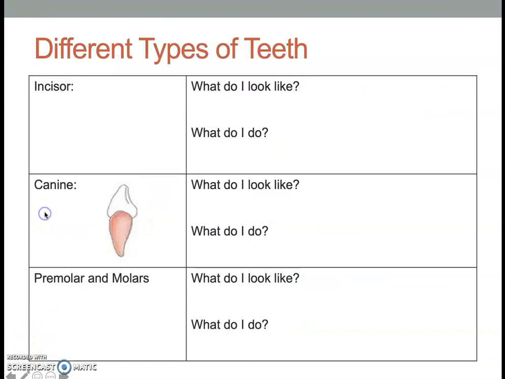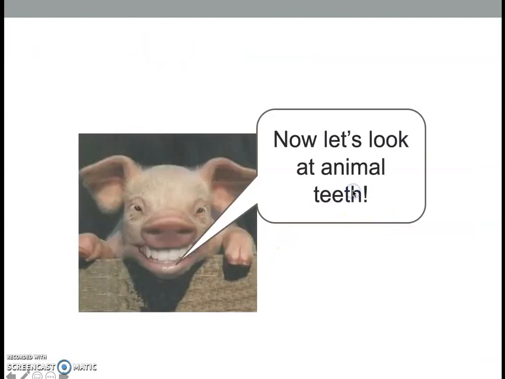So on your piece of paper, you will have potentially created something that looks like what is on your screen now, where you have pictures or diagrams of all the different teeth, what they look like, and what they do. So well done for writing some fantastic notes. Now what we're going to do is look at some animal teeth and compare animal teeth to human teeth.